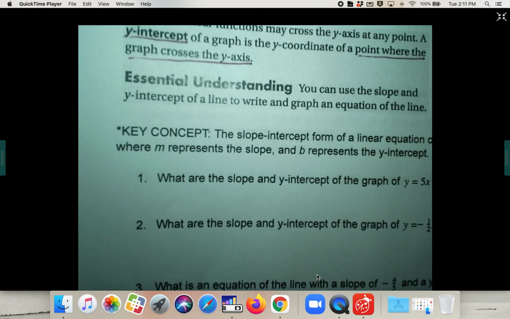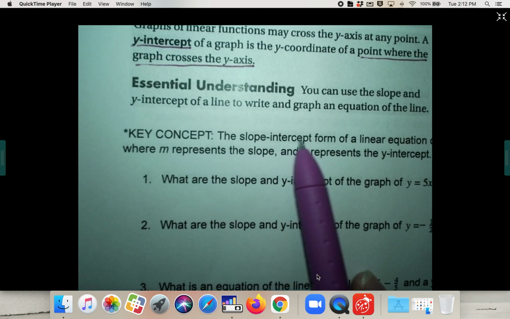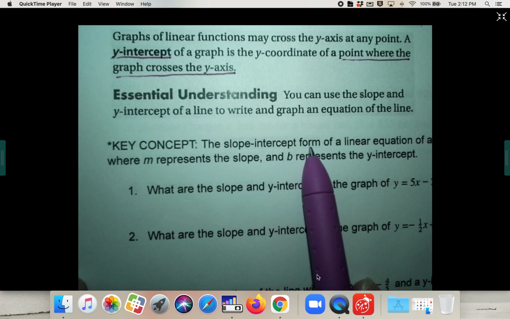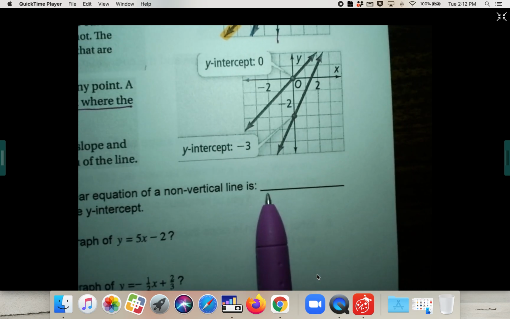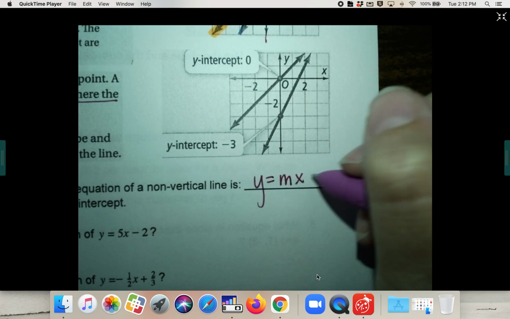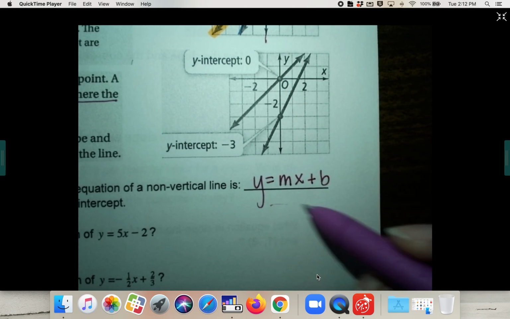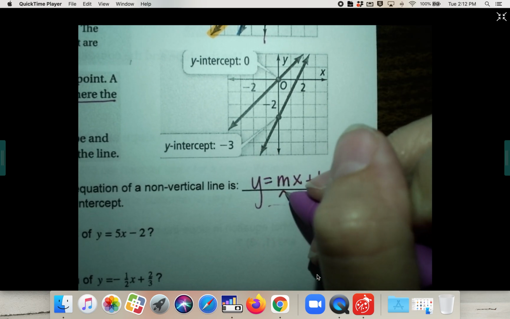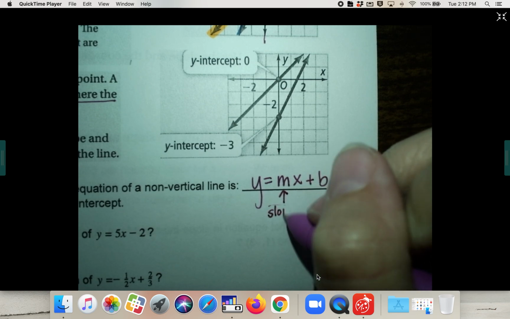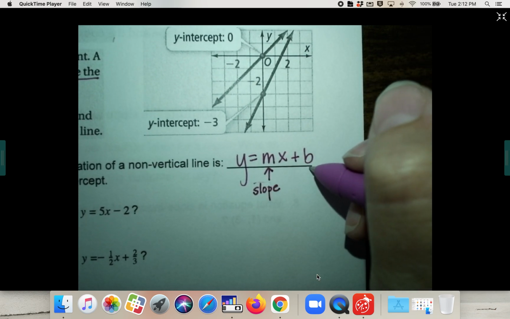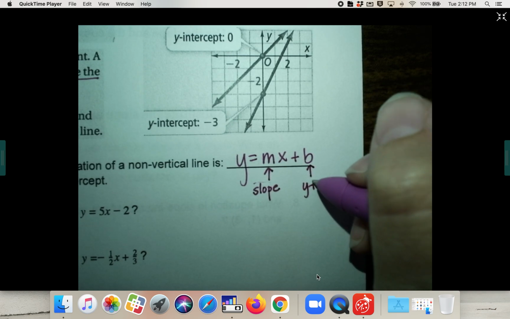Here's your key concept. The slope-intercept form. If I say, what is that equation in slope-intercept form? I want you to know that I'm talking about y equals mx plus b. I will write this on the board for several days, and I really want you guys to memorize it. M is the slope. We've kind of already talked about this a little, just not real specifically, and now you're responsible for it. And the b is the y-intercept.